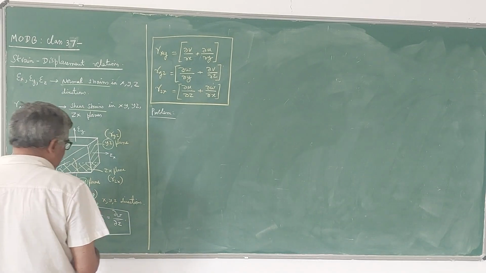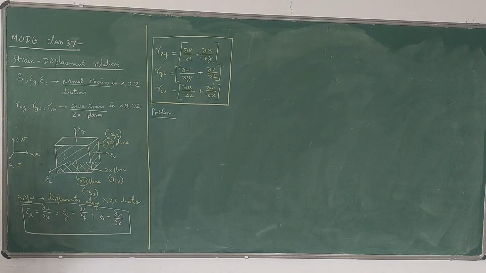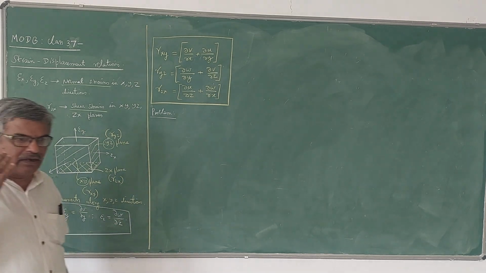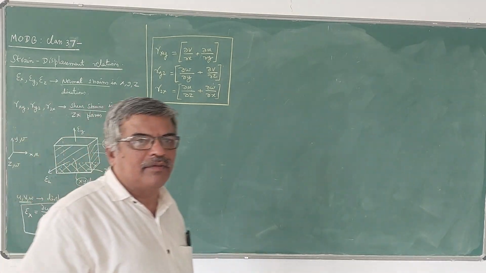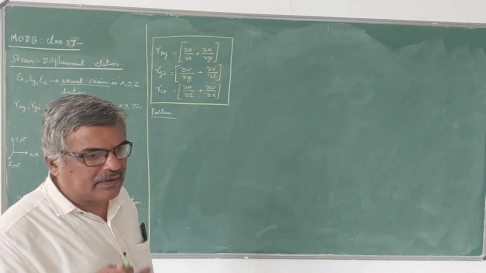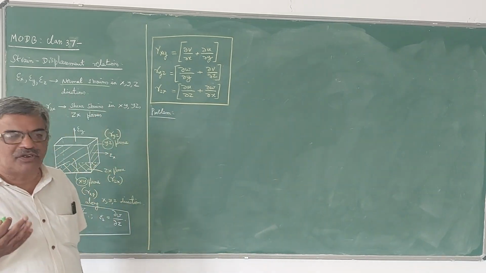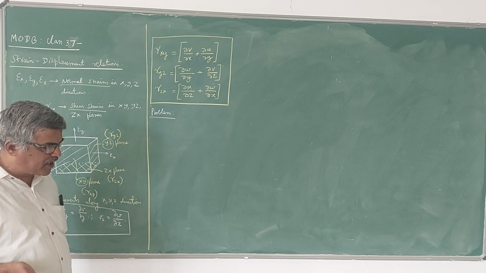Actually, we can derive all this. Here the normal strain components are given by, so you know that strain is nothing but change in the dimension divided by original dimension. In SY we have studied about that.